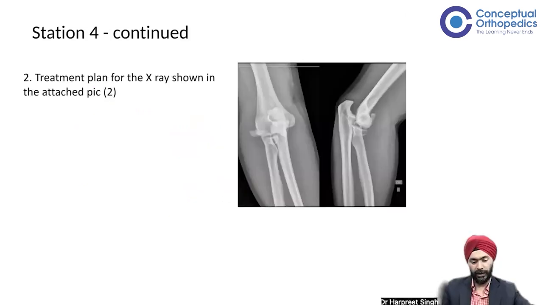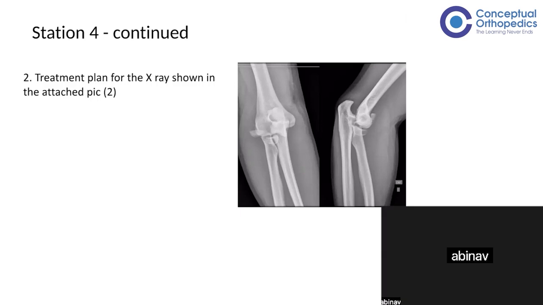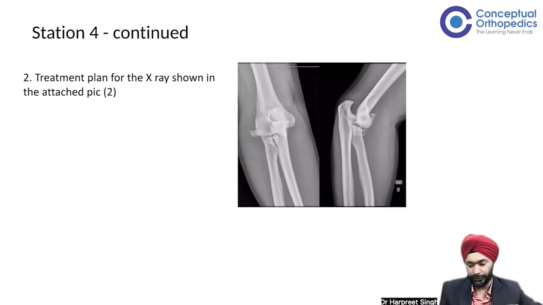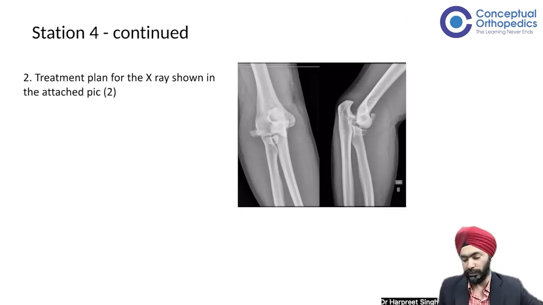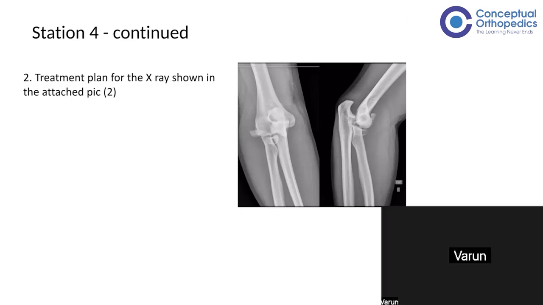Next part: treatment plan for the X-ray shown in the attached picture. First you have to make a diagnosis, and then a treatment plan, which includes what you plan to do and how you plan to do it. What's the diagnosis here? The terrible triad of the elbow. Excellent. What is the triad? Posterior dislocation of the elbow, a coronoid fracture, and a radial head fracture.